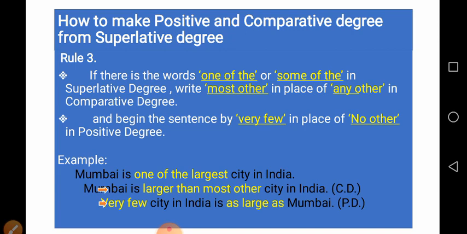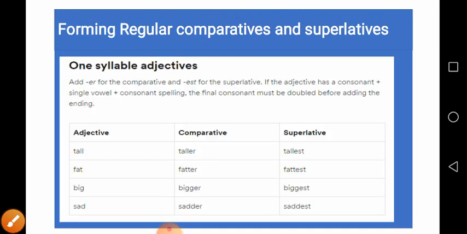Did you understand? The change is only instead of "any other," use "most other," and instead of "no other," use "very few." But when it is "one of the" or "some of the" in the superlative degree, that is it here in rule number 3.